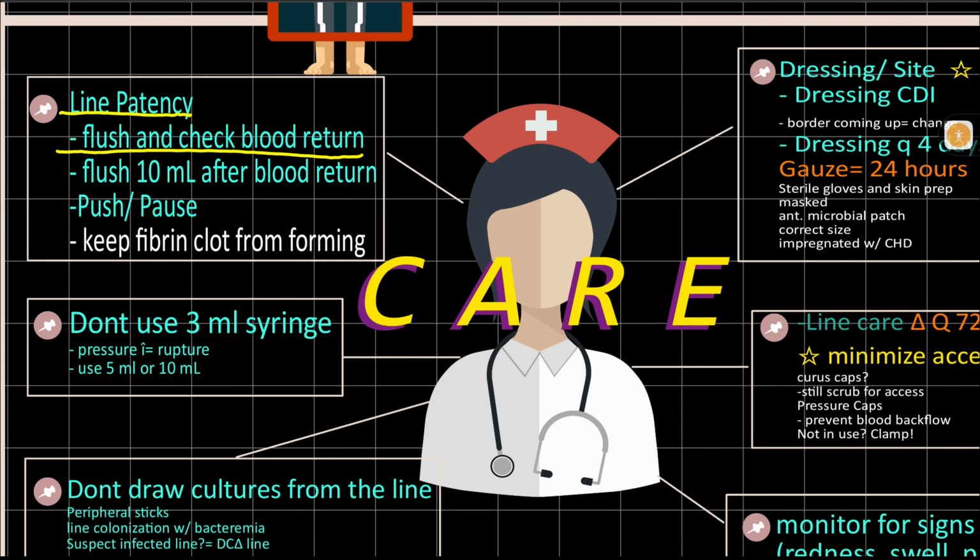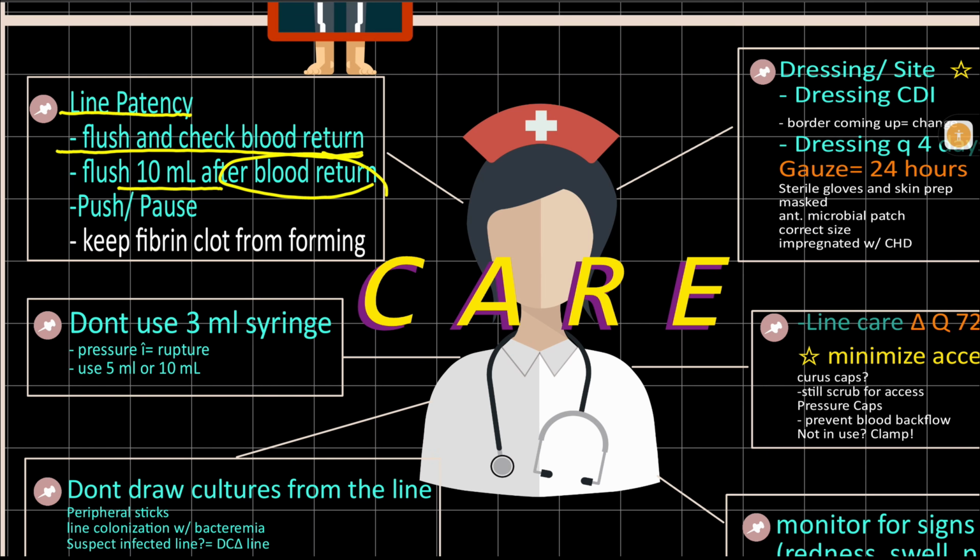Flushing po tayo every we're gonna give like stat medication, or every we will collect blood samples, and you have to check for blood return, meaning once you see like a blood return, that means you're still in, it's not dislodged or something like that. Now, how are you gonna flush it? Using a 10 ml after a blood return. After you check the blood return, of course, you're gonna flush it with 10 ml normal saline.